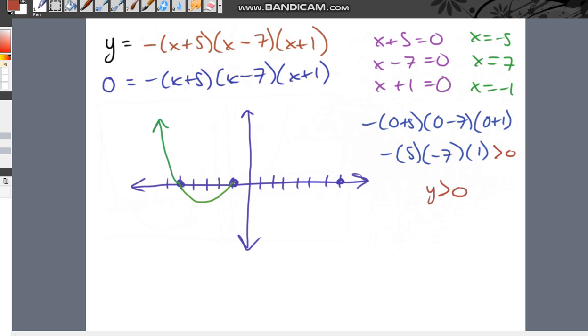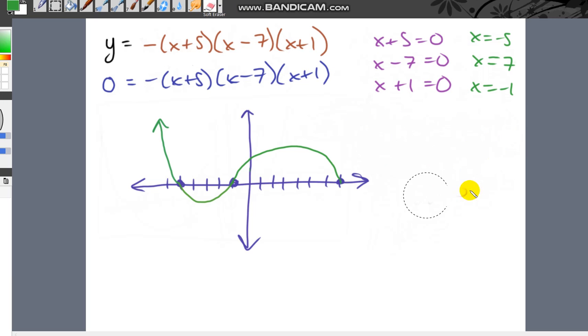So since the y value is greater than 0 when x equals 0, it's going to be somewhere maybe here. That means this is above the x-axis. So this whole interval, when you calculate it, is going to be above the x-axis, something like this. Okay, all right, and now let's go ahead and finish this up. I'm just going to go ahead and erase some of the things here.